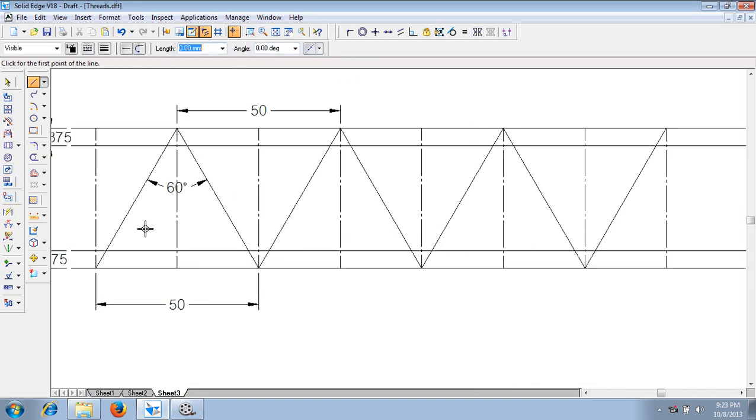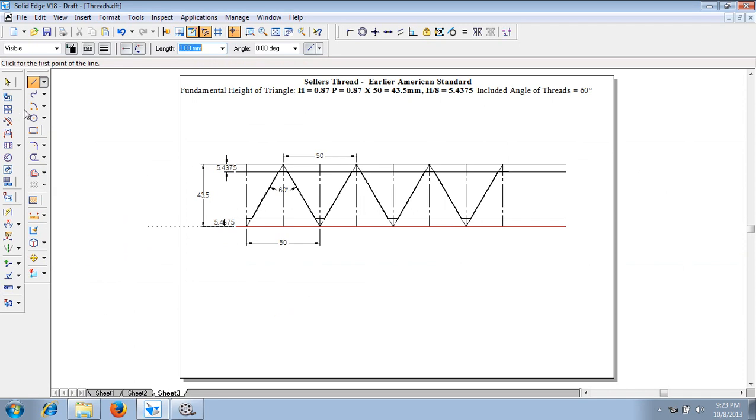Now using a 0.5 mm thickness, from intersection to intersection, let me draw. Now the form is a continuous thick line. This is how we have to draw only the flat lines in the case of the earlier American Standard Thread, which is also called the Sellers thread. This is how the Sellers thread is going to look like. This completes the Sellers thread construction.